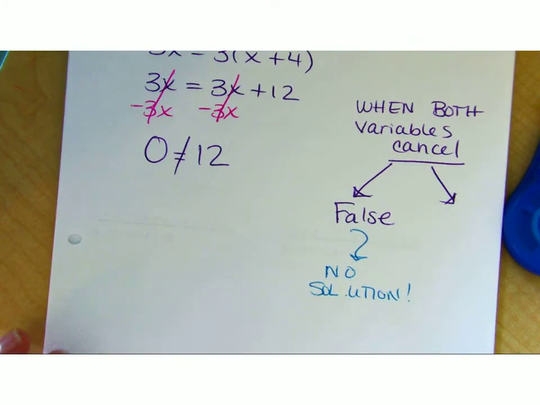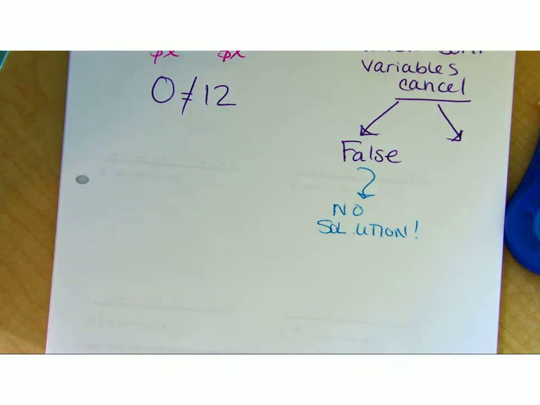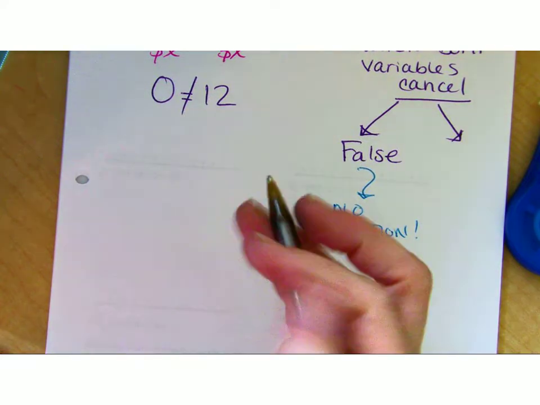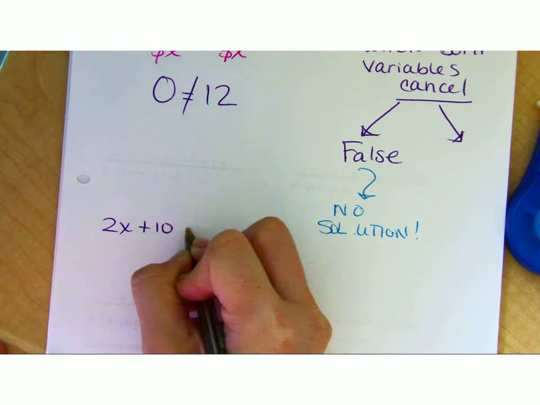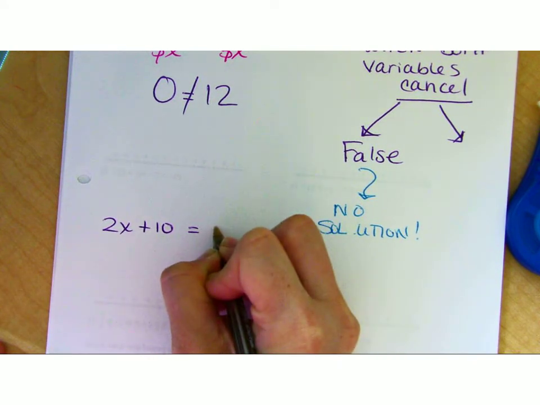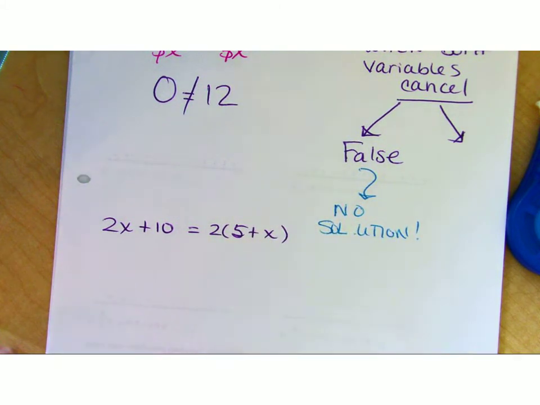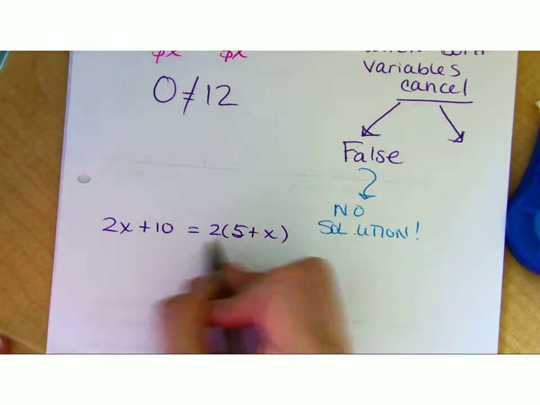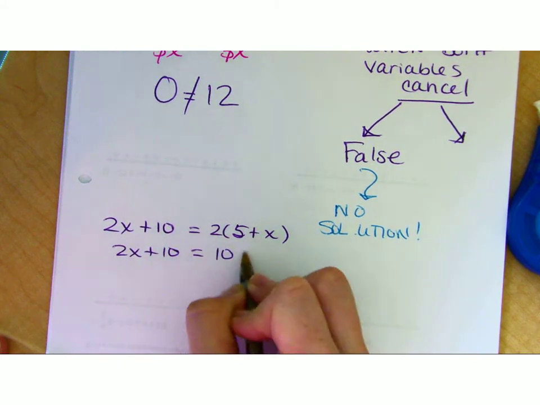So can you guess what example I'm going to do next? Because what's the opposite of nothing working? So let's see what type of an equation results in that. 2x plus 10 is equal to 2 times 5 plus x. So I distribute my 2. I have 10 plus 2x.